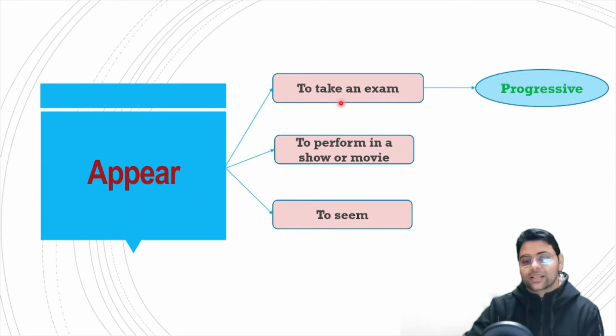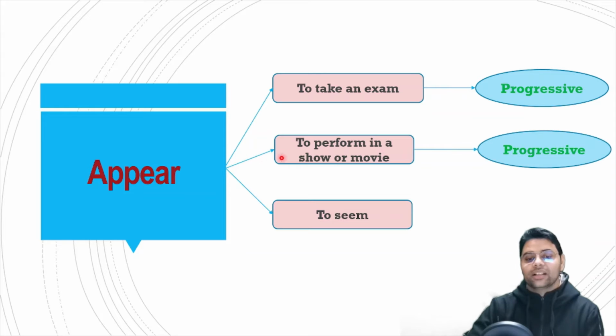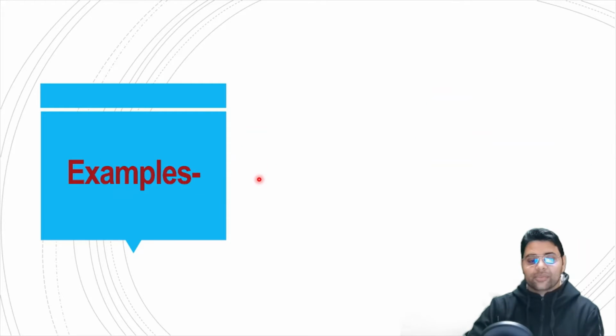as per the sense. In second meaning it is also progressive. It means in this sense we can use continuous tense too. But in the third meaning, when appear means to seem, it is stative. It means in this sense we cannot use continuous tense. Let's have some examples.